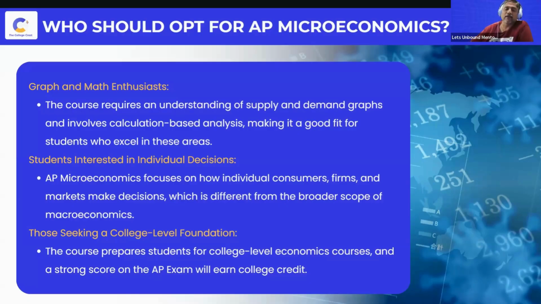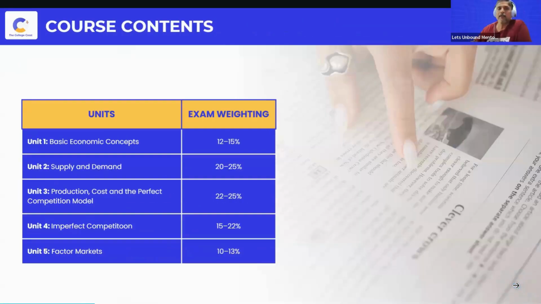Those seeking a college level foundation: this course prepares students for college level economic courses, and a strong score on the AP exam will obviously earn college credits for you. Talking about the physicals of this test, this is the curriculum. As you can see, the entire syllabus has been divided into 5 portions.